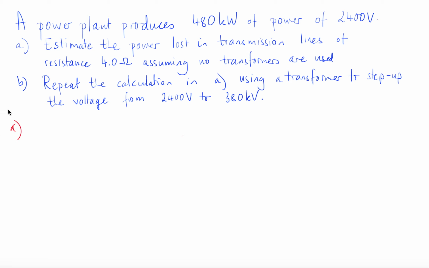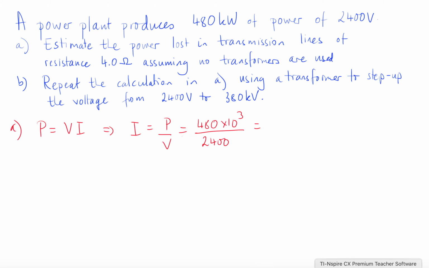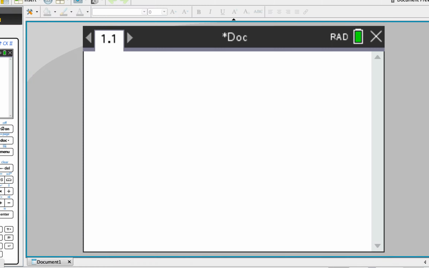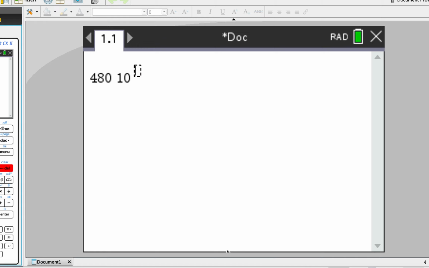So first, we have to find out the current in the wires. We do that using the formula P equals VI, which gives us I is P over V, which is 480 times 10 to the 3 divided by 240. 480 times 10 to the 3 divided by 240 gives me 2,000 amps.